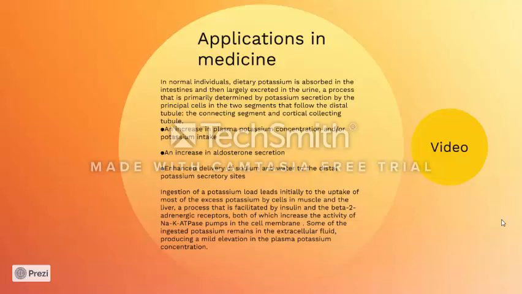Ingestion of potassium leads initially to the uptake of most of the excess potassium by cells in muscle and the liver, a process that is facilitated by insulin and the beta-2 adrenergic receptors, both of which increase the activity of sodium-potassium ATPase pumps in the cell membrane. Some ingested potassium remains in the extracellular fluid, producing a mild elevation in the plasma potassium concentration.